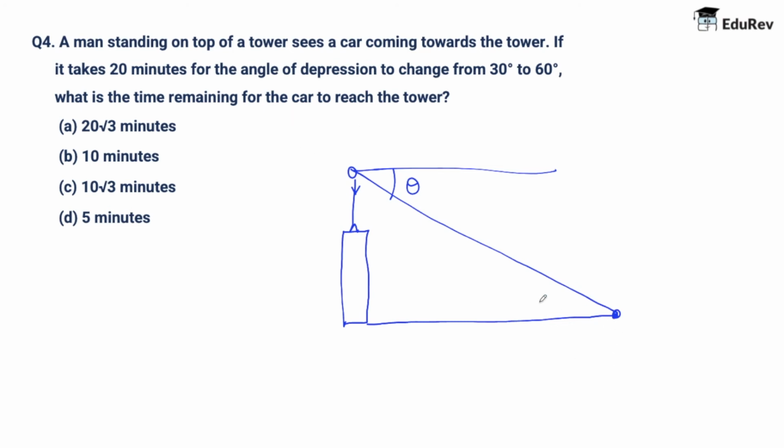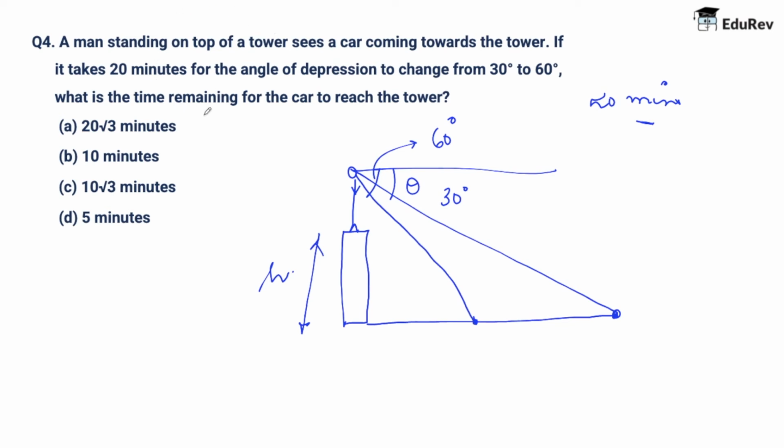viewing the car. Now they are saying that the angle of depression initially was what? 30 degrees, okay? And it changes to what? It changes to 60 degrees, that is this angle is 60 degrees. So they are saying that this angle changes from 30 degrees to 60 degrees in how many minutes? In 20 minutes. Then we have to do what? And let's suppose that this is h, okay? Now the angle of depression changes from 30 degrees to 60 degrees in 20 minutes.